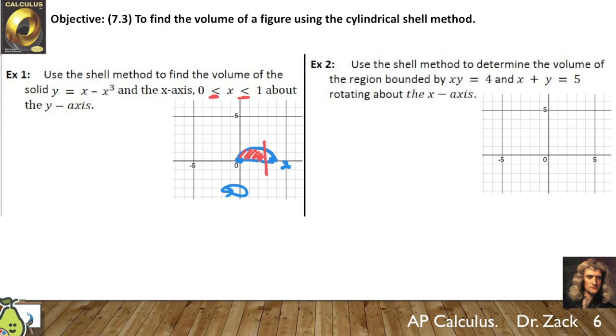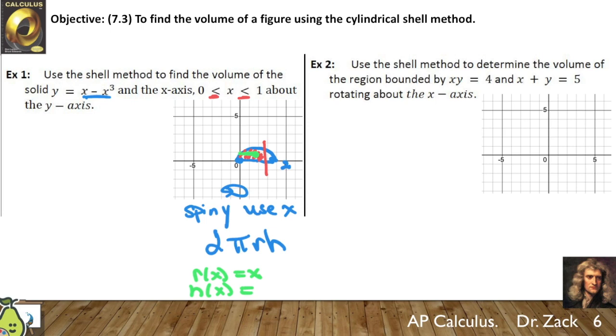Now, if I spin about the y, think about this. Spin y using x's. The reason I want to use x's is I can't solve this equation for x. Spin y, use x. 2 pi r h is my formula. So I need to know r and h. So we're spinning on the y-axis. R is some arbitrary length, and that would be r of x, and that length is x. The height is always perpendicular to your radius, so the height in this problem is going to be the curve, which is x minus x cubed minus 0.